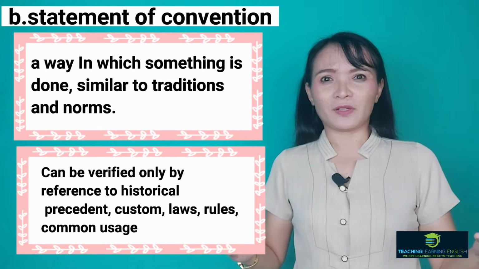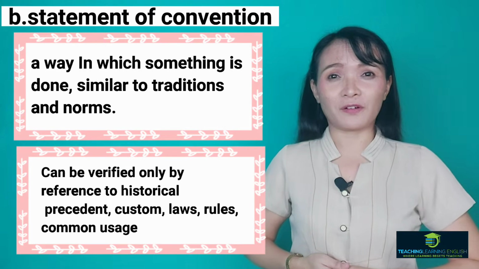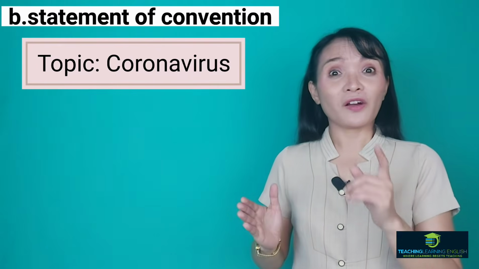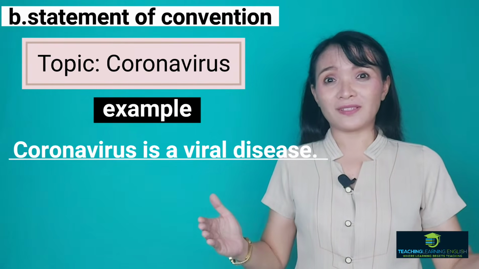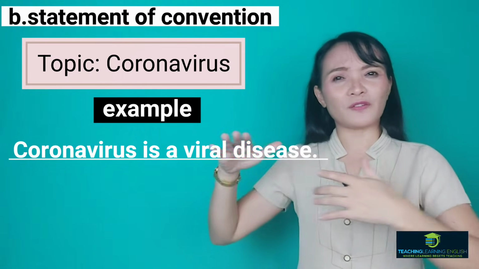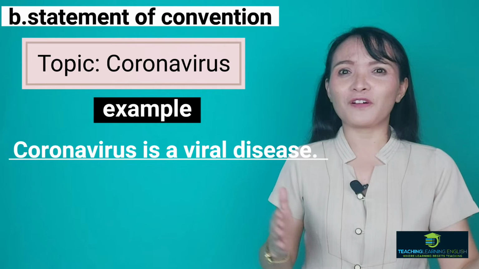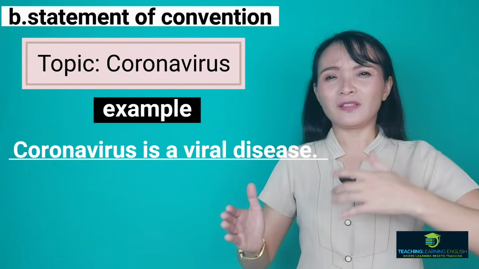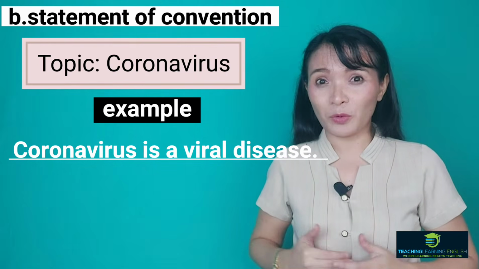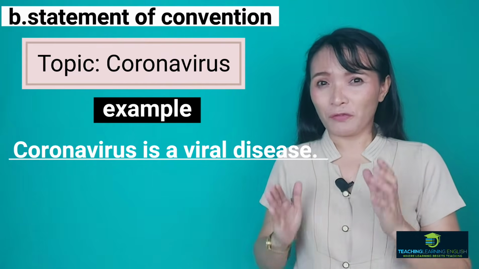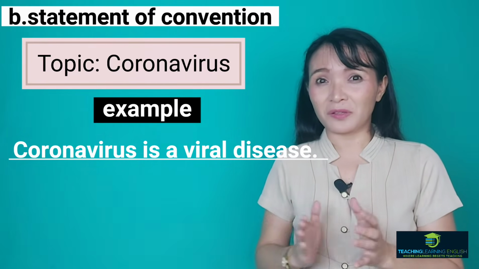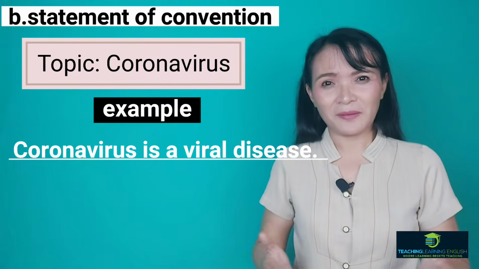Well, for example, let's go back to the topic on COVID-19. I would say coronavirus is a viral disease. We know that there are classifications or types of diseases like whether it is bacterial, fungal, or viral. This is based on the classification system created by medical experts. For now, COVID-19 is still considered a viral disease. Okay?